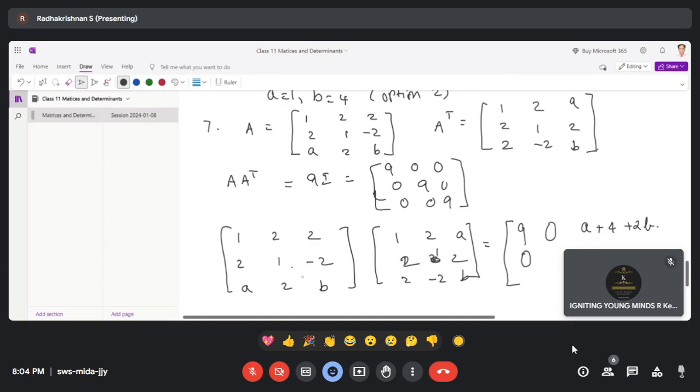Second row, second column is 2 square plus 1 square plus minus 2 square. So that means 9. This also matches with the 9i. Second row, third column, 2a plus 2 minus 2b.